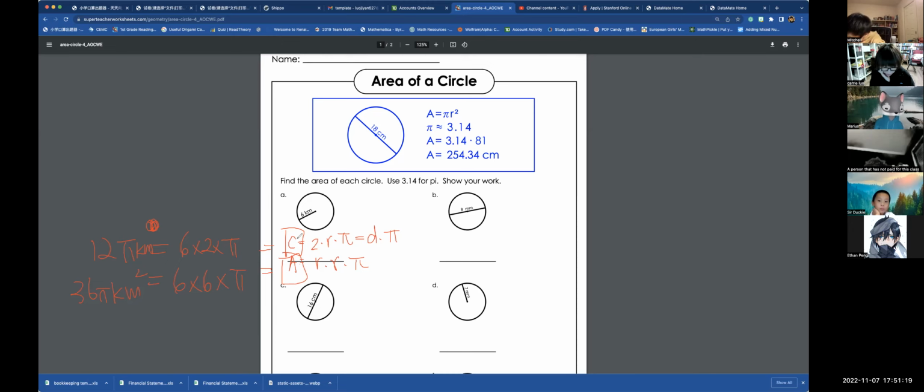Okay, so everybody, if you copy down, let's take a look at number B. So number B, so the circumference is easy because we can directly use 8 times pi, right? Because it's diameter. So it's 8 pi millimeter is the circumference. But how about area? Because this one, do we know the radius or no? We don't know the radius, but we can find out the radius. Radius equals what? 8 divided by 2, 4. 4 millimeter. Very good. So it's 4 times 4 times pi equals 16 pi millimeter square.